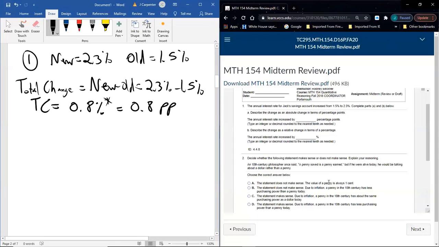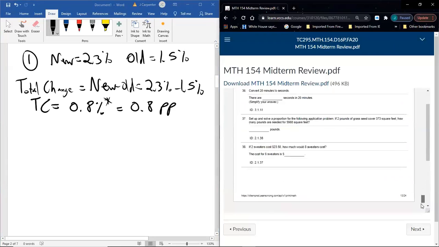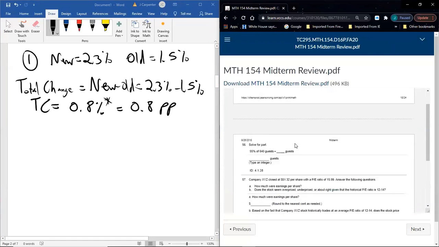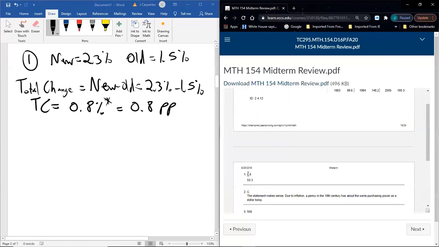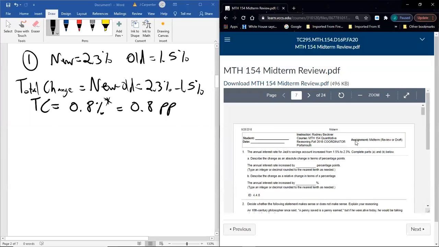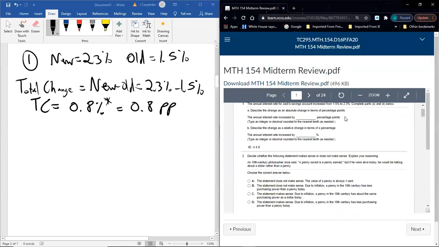Remember that this midterm review has answers, so you could scroll down to the answer key if you're really curious. I won't keep doing this because it'll get tedious. You can see that we have 0.8. They didn't write the units because the units were already part of the answer block. See, percentage points. That's been the common denominator in my math lab: make sure your units are there. It really only comes up in certain things in our assignments, but it's extremely important in the real world.